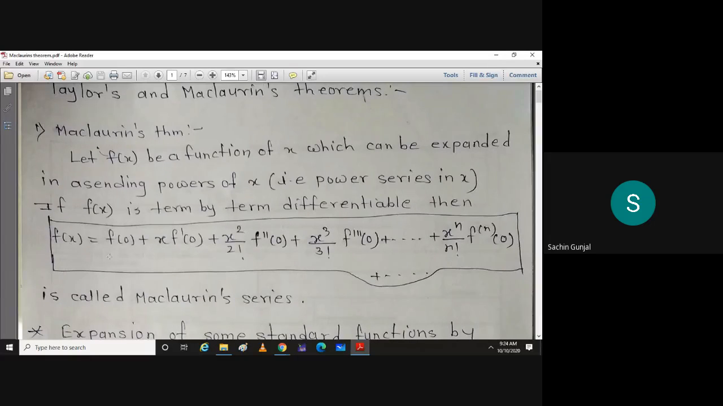For example, if you take the series expansion of e raised to x on the right hand side, and if you substitute x is equal to, say, 0, the sum was 1. Similarly, if you substitute x is equal to 0 on the left hand side, that will be e raised to 0, again that is 1. All right. Okay, sir. Got it. Therefore this statement came out.